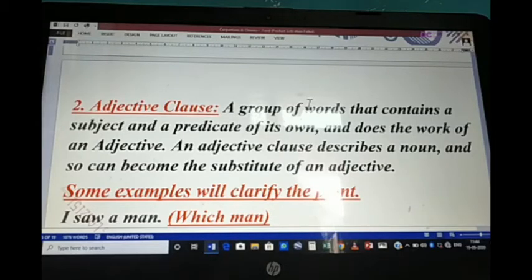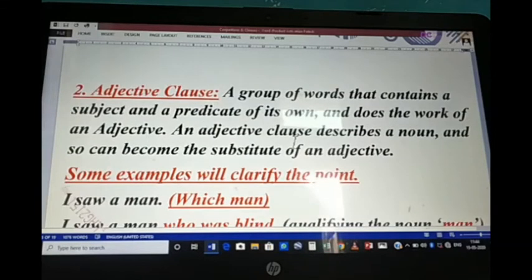A group of words that contains a subject and a predicate of its own and does the work of an adjective. So an adjective clause describes a noun and so can become the substitute of an adjective. तो यह इस डेफिनेशन से क्या हमें पता देती है, ये ग्रुप ऑफ वर्ड्स होता है जिसका जो क्लास होती है, ऑलरेडी as we know what a clause is. It is a group of words which contains the subject and a predicate of its own. But if it does the work of an adjective, then it will be called an adjective clause.